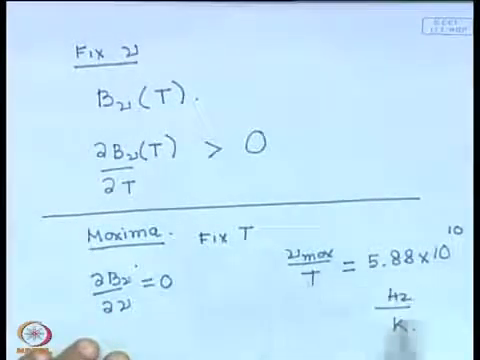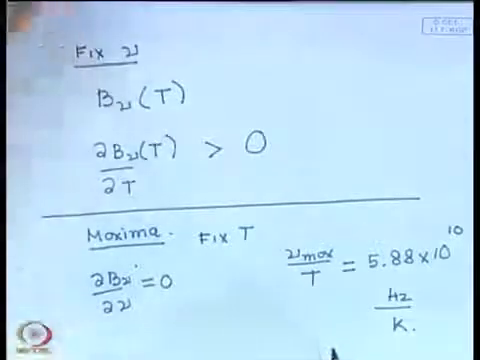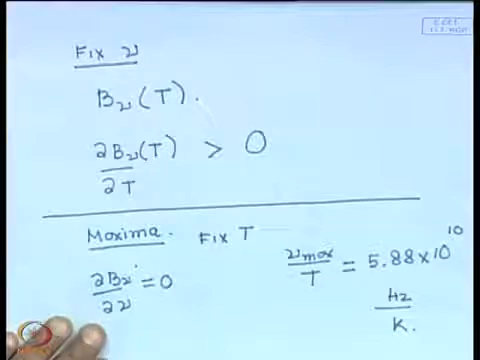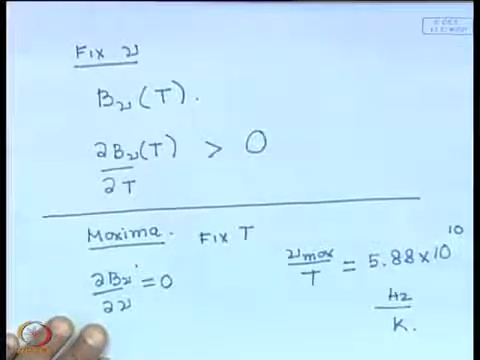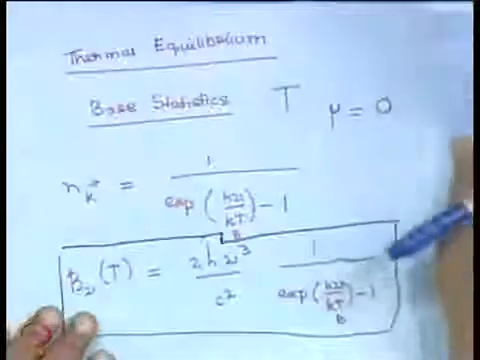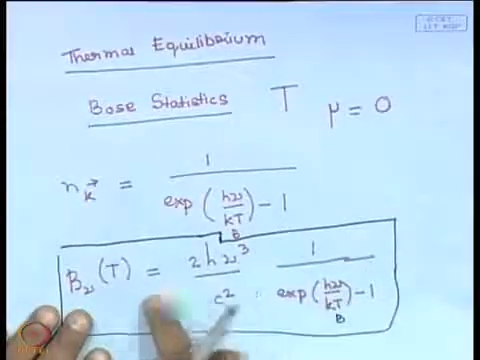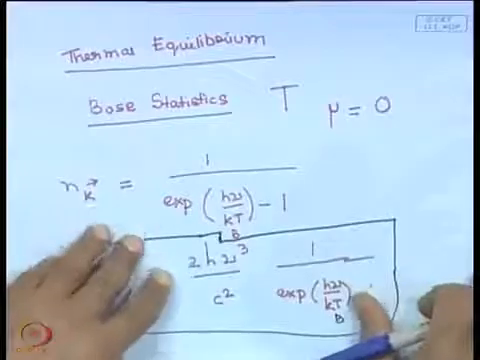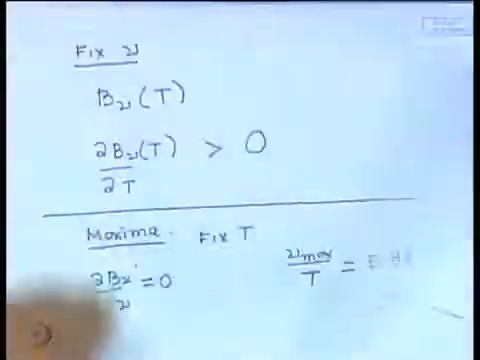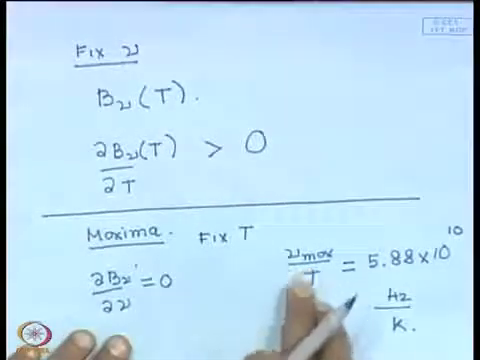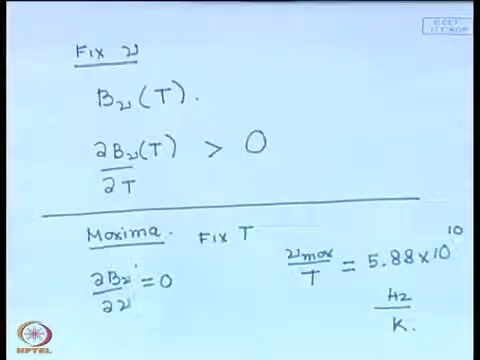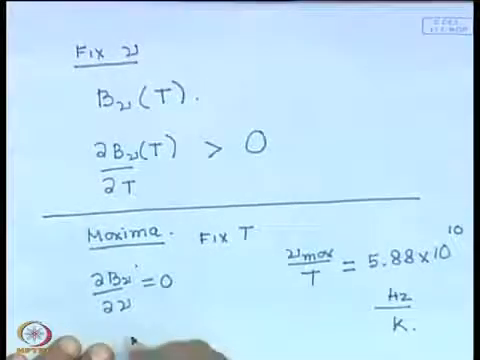I am not going through the algebra, but you can determine this; it is quite a straightforward exercise. You have to just differentiate the Planck spectrum with respect to frequency, so with respect to nu, and then set it equal to 0. If you do this, what you find is that the frequency where you have a maxima scales proportional to the temperature, and the constant is given over here. This is called the Wien displacement law.